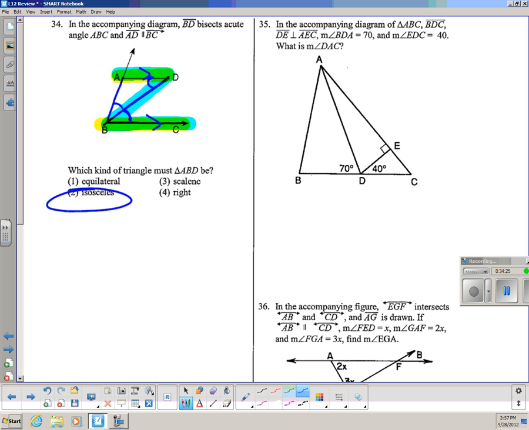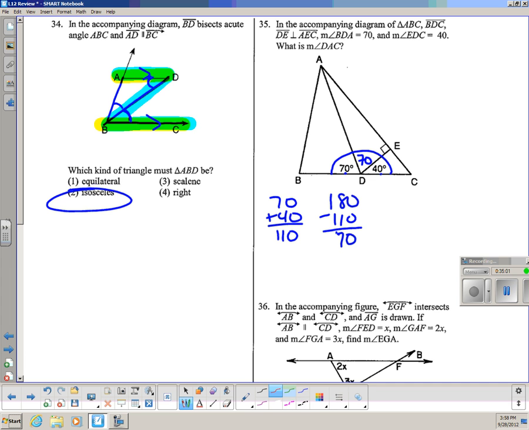Number 35 says, in the accompanying diagram of triangle ABC, I have a straight line BDC. DE is perpendicular to AEC, and a bunch of other angle measurements. And it says, what is the measurement of angle DAC? Well, I'm going to look for what I can. And I certainly have two angle measurements here, and I'd like to get the third. So if you notice, all three of these angles form a straight line together. So I will add up the 70 and 40 I already know, which is 110. Subtract from 180 for the straight line, and that is 70 as well. So this missing angle is 70.